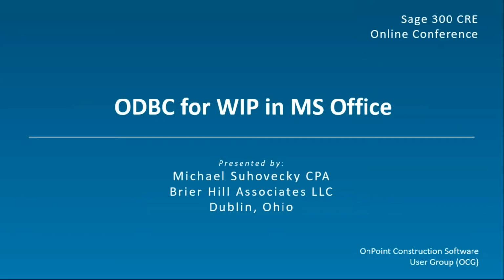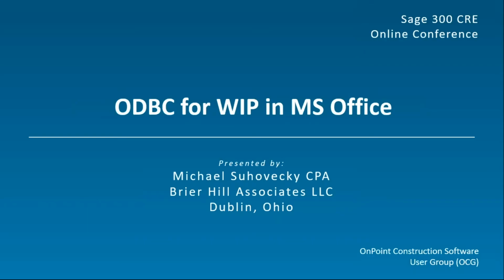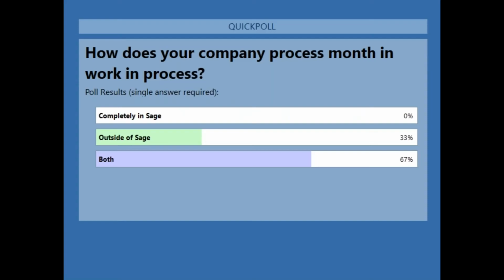So the next question is, how does your company process month-end work in process? I think I mistyped that. Anyway, the options are completely in Sage, outside of Sage, and both. All right, I don't see any more votes coming in, so share those results. 0% completely in Sage, 33% outside of Sage, and 67% both.